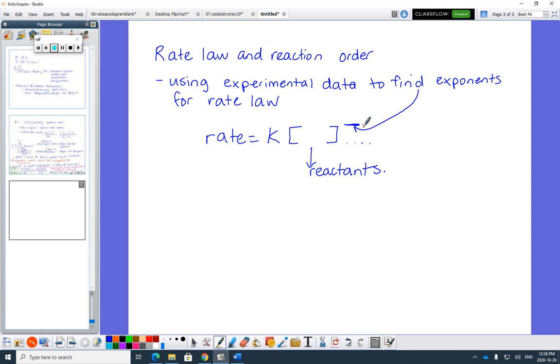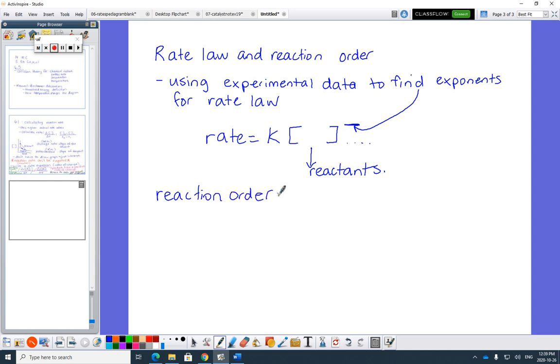You could write what you were doing, like which trials you were using, right on the chart, or you can write it out as well, like between 1 and 2, between 2 and 3, whatever. So you have options there, but make sure you do show your work. Then you have to figure out the exponents for the rate law. Then you could be asked about reaction order.